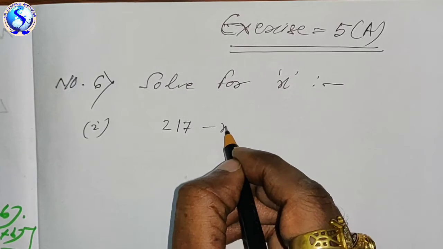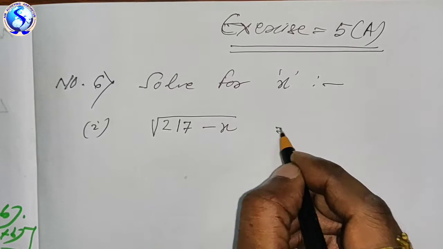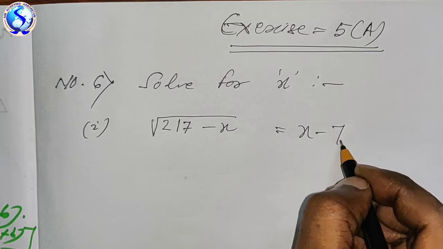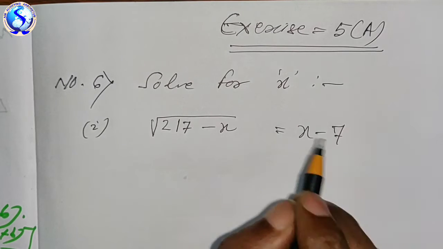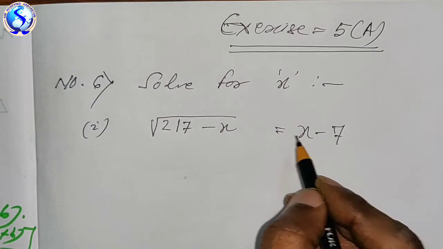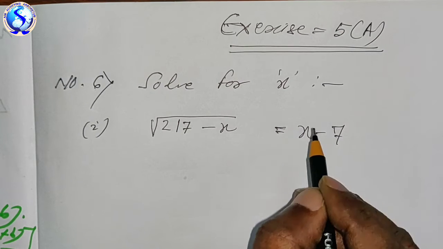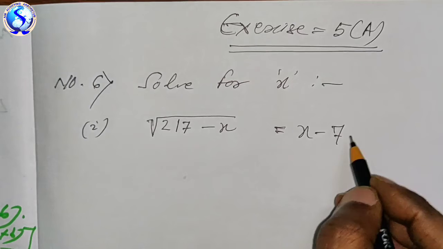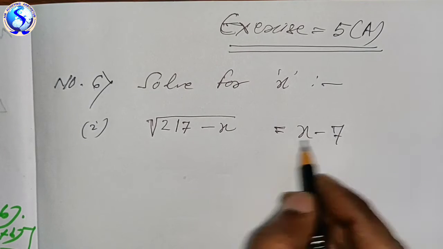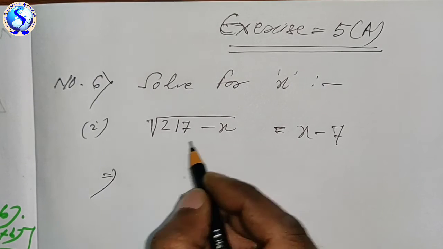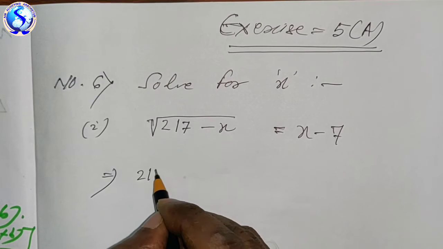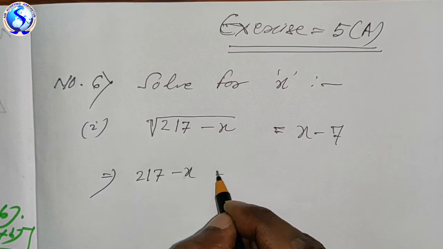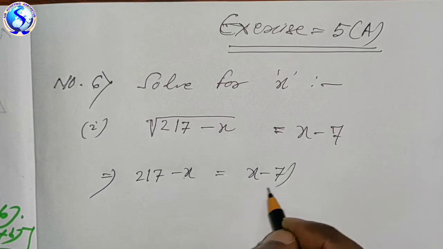Root over 217 minus x is equal to x minus 7. This is the question, a slightly new type of question. You have to solve the equation by the factorization method. See, the root sign is given on this side and this is x minus 7. How to solve this? Squaring both sides, this will be 217 minus x and this will be x minus 7 whole square.